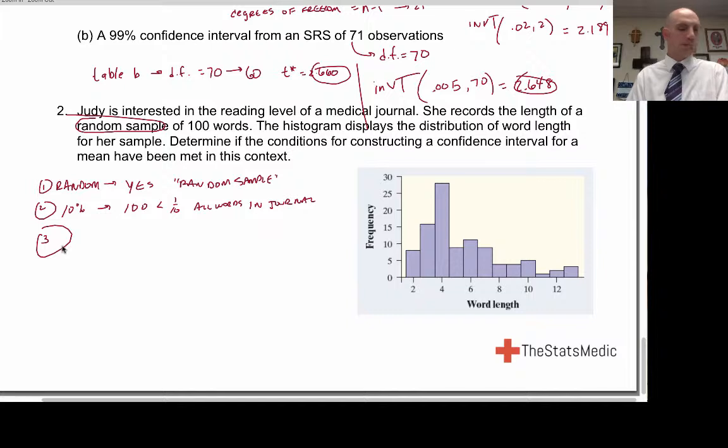And number 3, is it normal? Let's see. Records the length of the sample. Oh, 100 words. So 100 is greater than 30. So by CLT, it's normal. Done. That's it. So, determine if the conditions for constructing a confidence interval for the mean have been met in this context. Yes, they have, because we have those 3 conditions met. All right. So that's the first part.